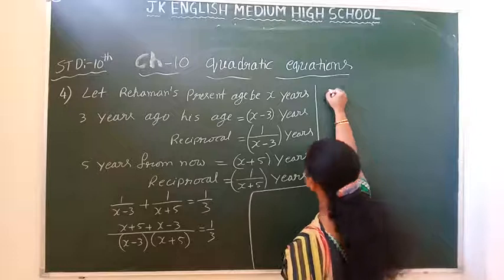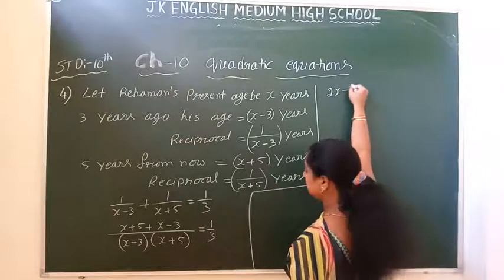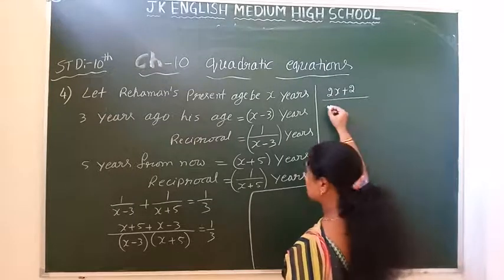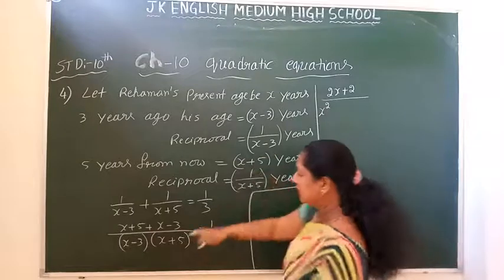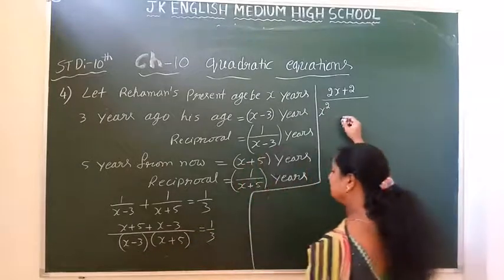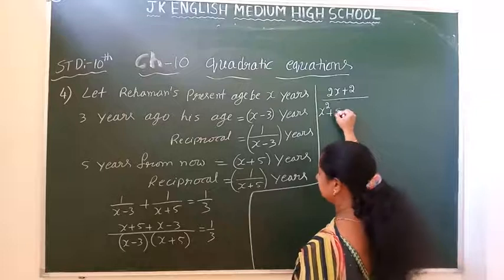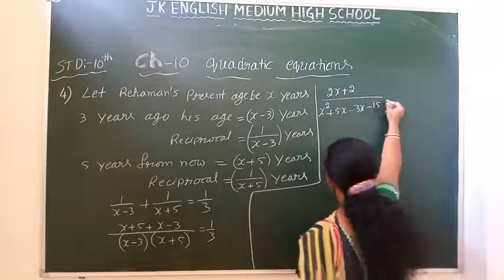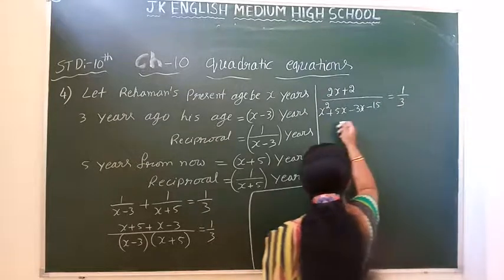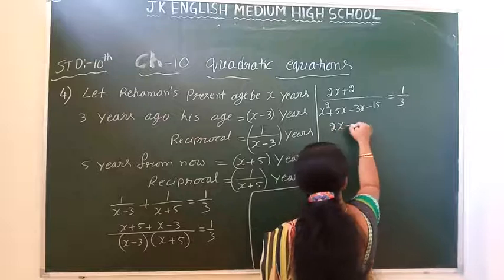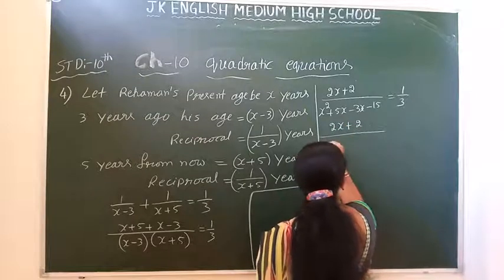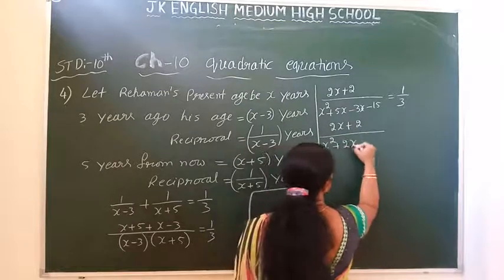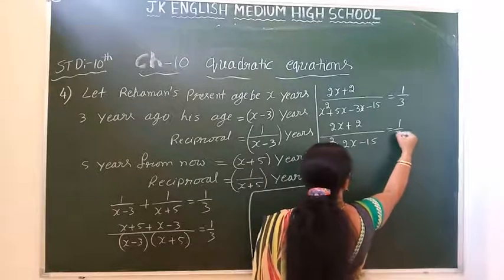x plus x is 2x, 5 minus 3 is 2, so 2x plus 2, divided by multiplying those two, x square, you have to multiply one term by each term, 5x minus 3x minus 15 is equal to 1 by 3. Then you simplify this: 2x plus 2 divided by x square, 5x minus 3x is plus 2x, minus 15, is equal to 1 by 3.